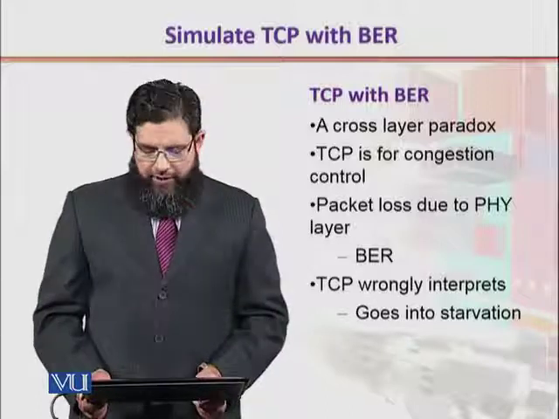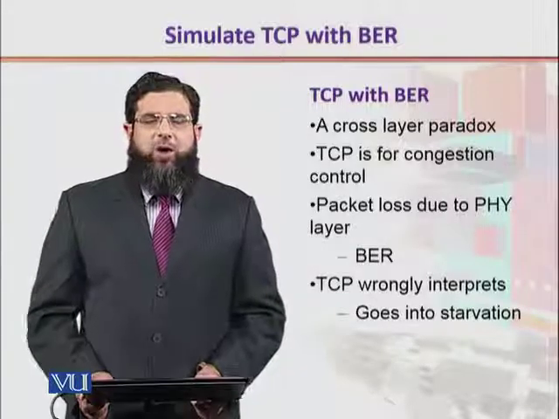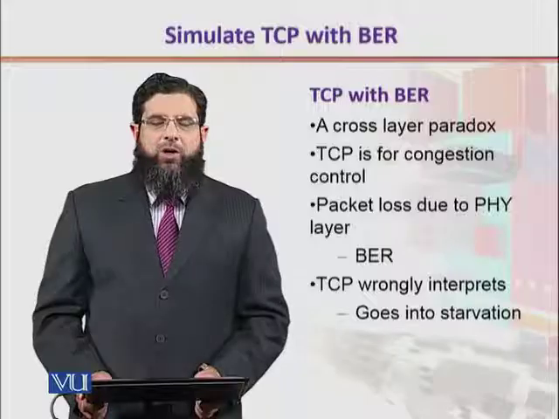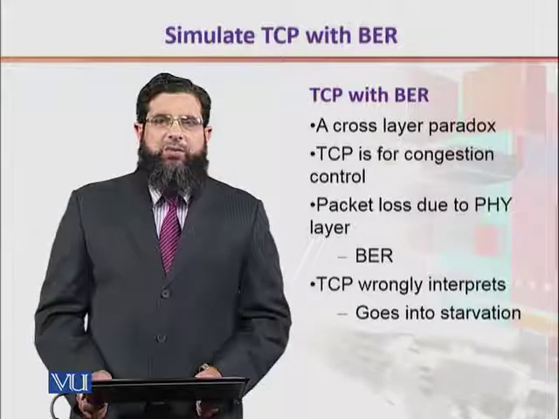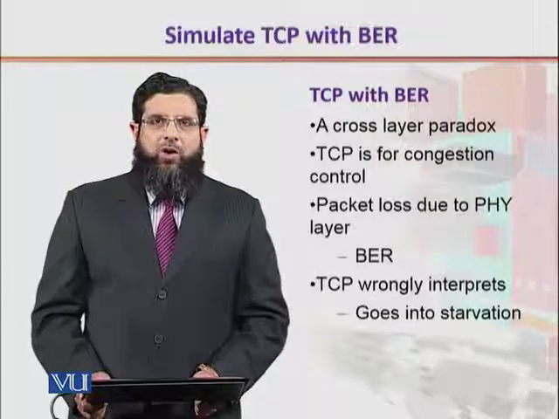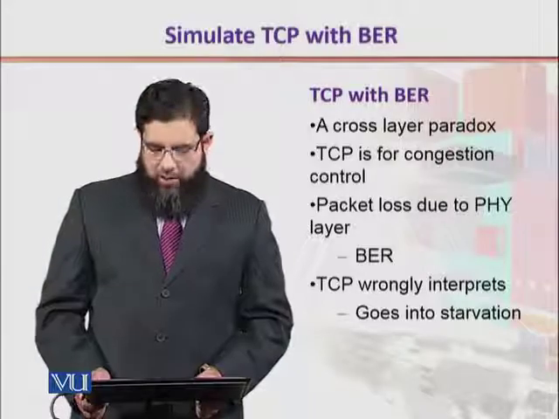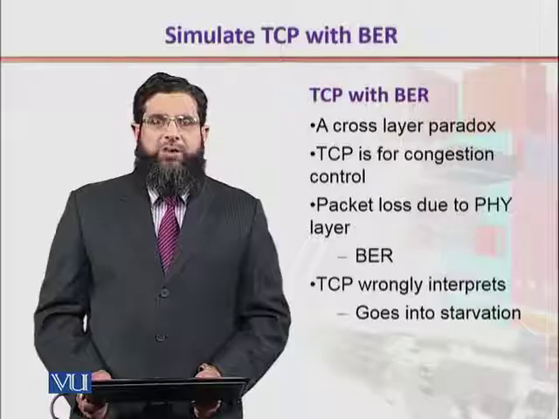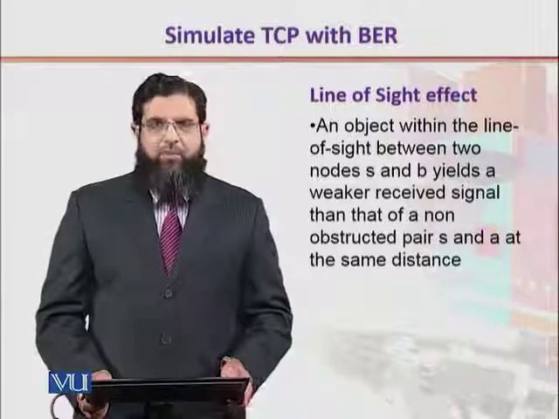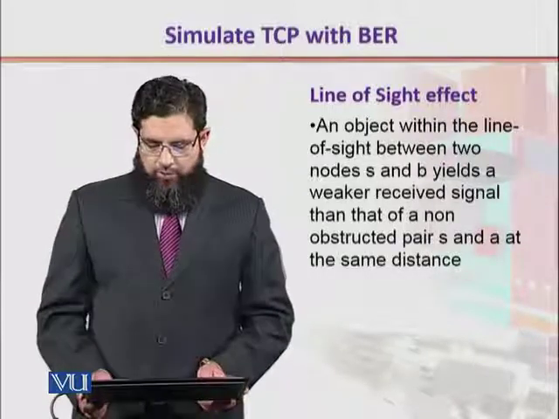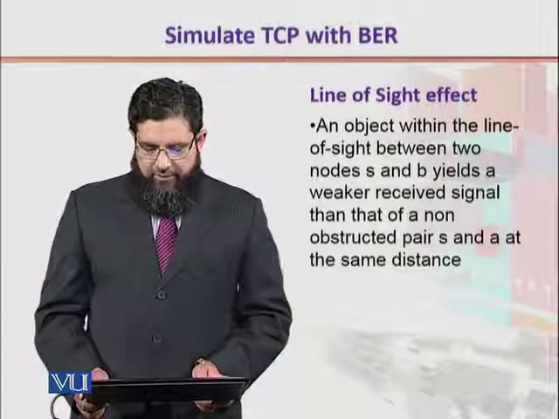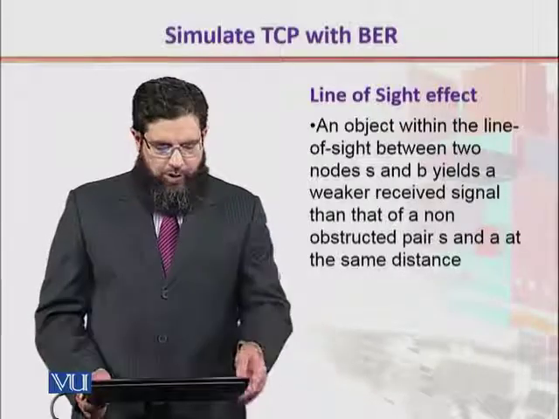But TCP does not know anything about that. So if a packet is lost or discarded at the receiver just because there was 1 bit in error, not because there was congestion on the network, TCP enters into slow start because it finds that the acknowledgement has not arrived. This wrong interpretation causes severe starvation for wired-cum-wireless links. The line of sight effect, as I mentioned before, causes the transmission between S and B to become weaker, hence causing the errors to occur.